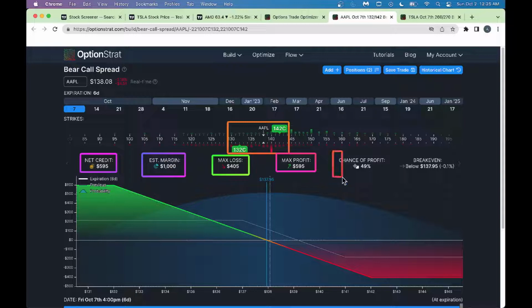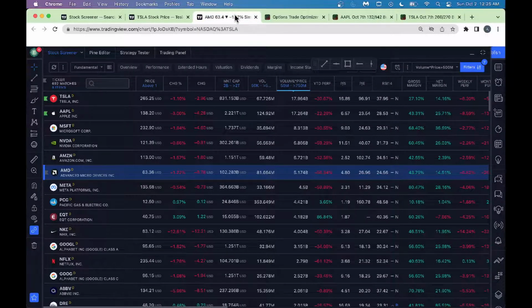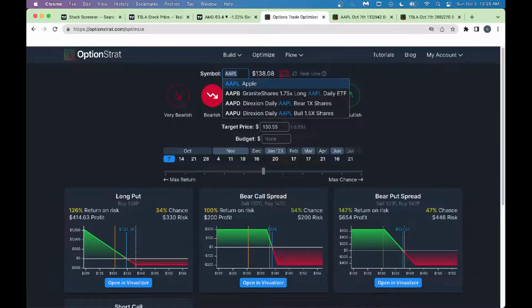Your chance of profit is 49%. Not too bad. It's a good trade to take here. You could go with this here. And we got a few more here. You could look at similar strategy in other stocks. If we go back here to this one, we got a few more. You got Microsoft. You can play the exact same strategy in Microsoft. You could go back to my favorite tool here and put Microsoft.